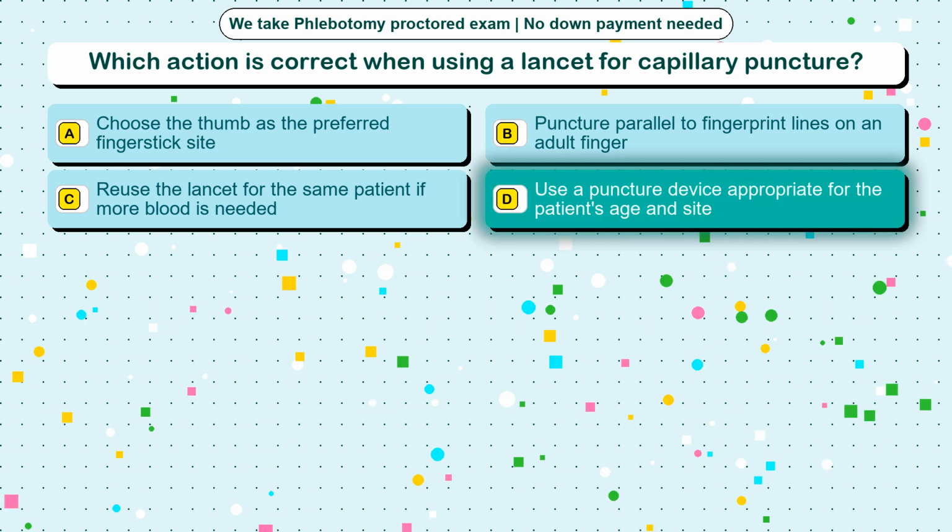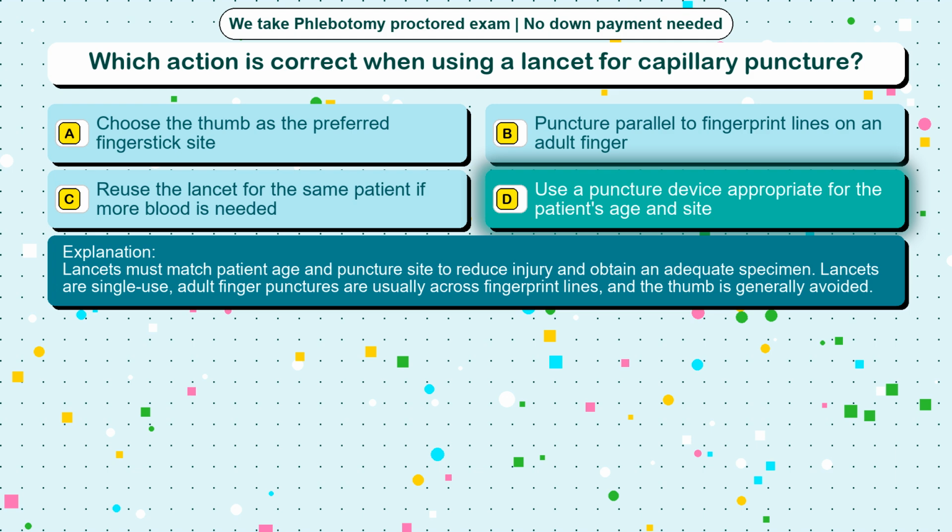The correct answer is option D, use a puncture device appropriate for the patient's age and site. Lancets must match patient age and puncture site to reduce injury and obtain an adequate specimen. Lancets are single-use, adult finger punctures are usually across fingerprint lines, and the thumb is generally avoided.